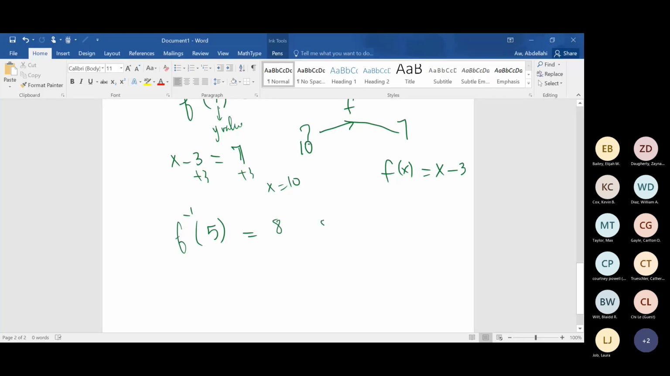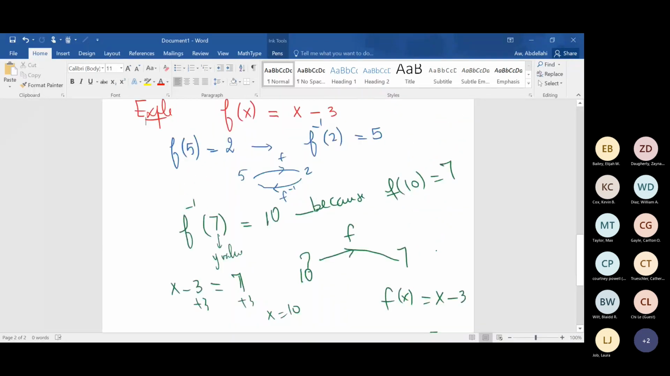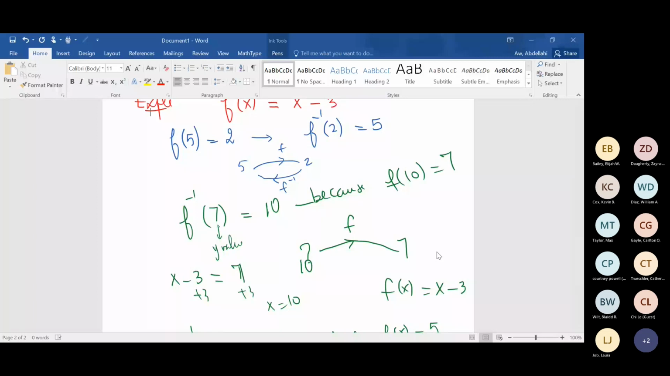I solved the equation f of x equals 5, which is x minus 3 equals 5, which is x equals 8, right? So that is what you're going to do. If you want to find f inverse, you have to solve f of x equals y. So in general, that is what we're going to do. So how to find f inverse?